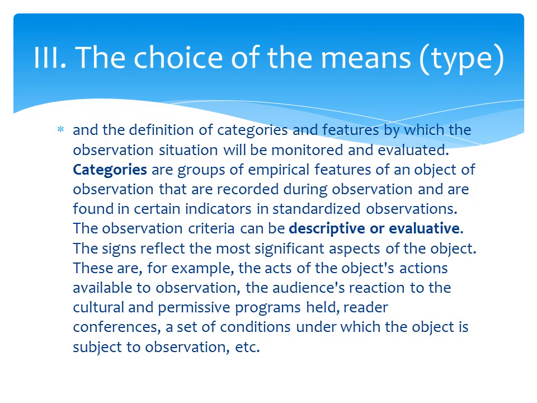So, as for the choice of the means type and the definition of categories and features by which the observation situation will be monitored and evaluated, categories are groups of empirical features of an object of observation that are recorded during observation and are found in certain indicators in standardized observations. The observation criteria can be descriptive or evaluative. The signs reflect the most significant aspects of the object.